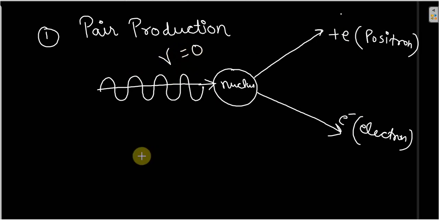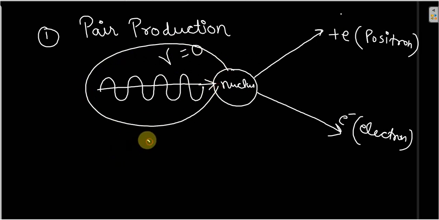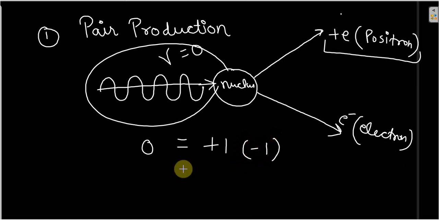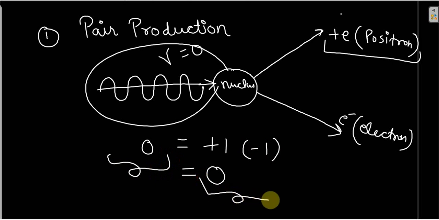Now check: before collision, before striking, what was the charge? 0. And after collision, it gets divided into two parts. One is the positron and the other one is the electron. Both are antiparticles. What is the charge on the positron? Positive 1. What is the charge on the electron? Negative 1. So what is the total charge? Again it is 0. So before and after interaction, the charge is 0. This shows the conservation of electric charge. So this is the first example.